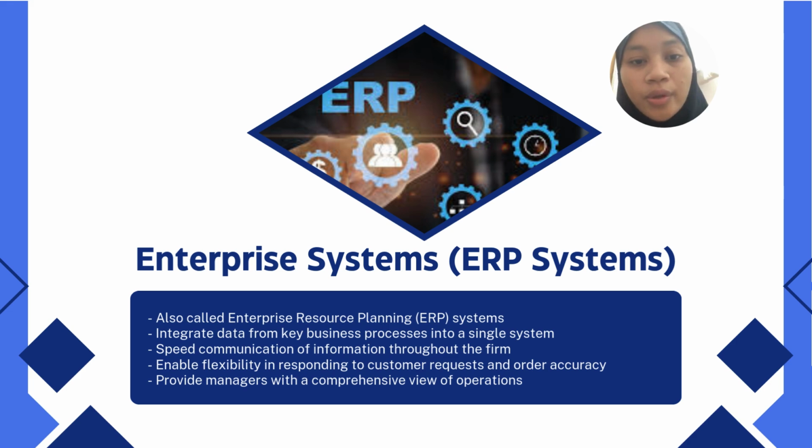Enterprise systems, also known as ERP systems, integrate all business functions into a single system. This means departments like finance, HR, and sales can share real-time information, reducing delays and errors. By improving communication and flexibility, businesses can quickly adapt to customer needs and make better strategic decisions.